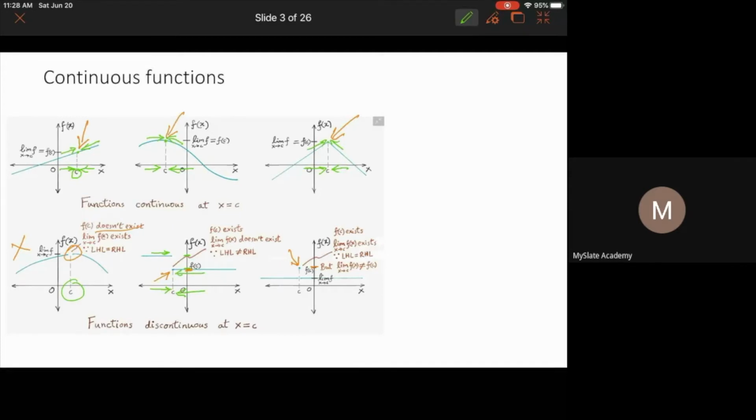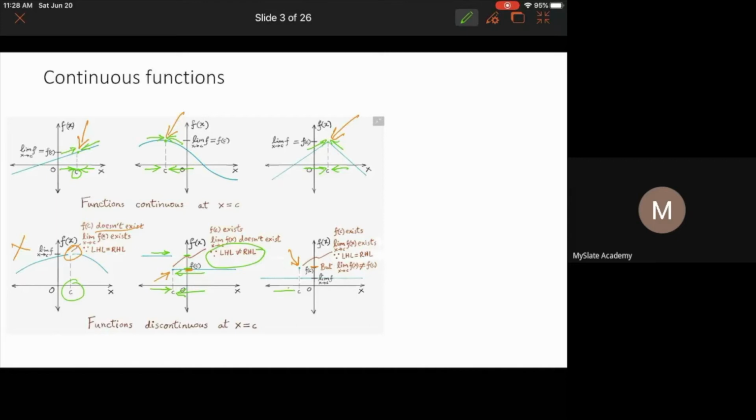So what we say here is that the limit of the function as x approaches c does not exist, because the left hand limit LHL is not equal to the right hand limit, right? So it's not continuous, even though it has a value at x equal to c. Look at this last function, right?